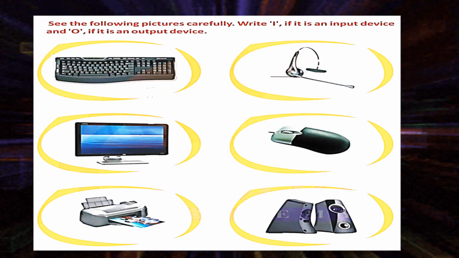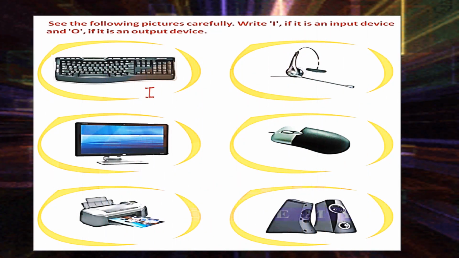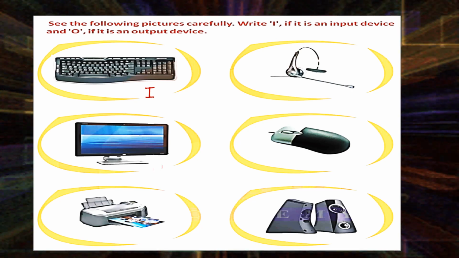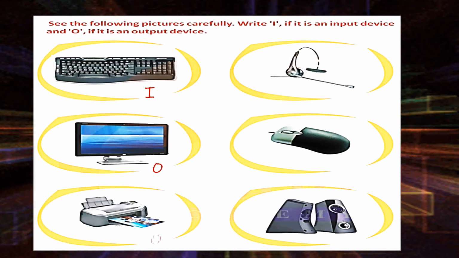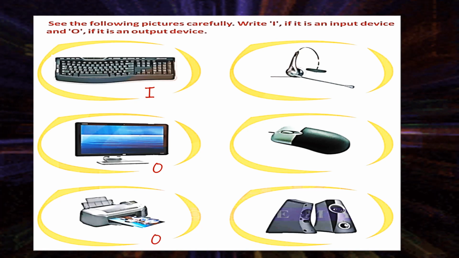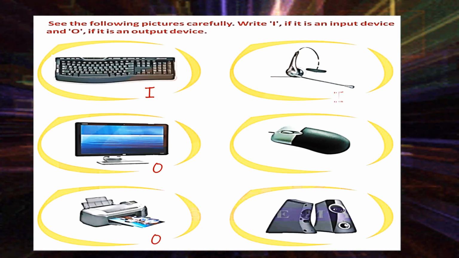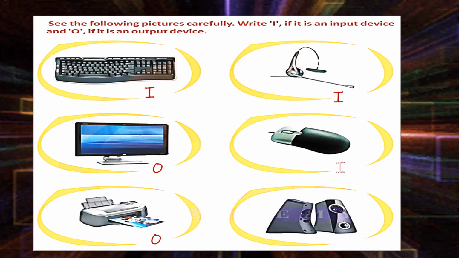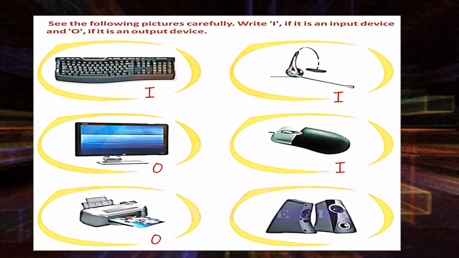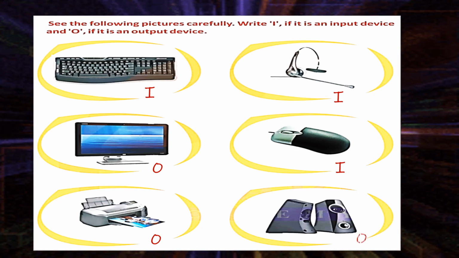See the following pictures and in front of each either write I, that is input, or O, that is output. So keyboard is input. Monitor is output. Scanner is input. Microphone is input. Mouse is input again. And speakers are output.